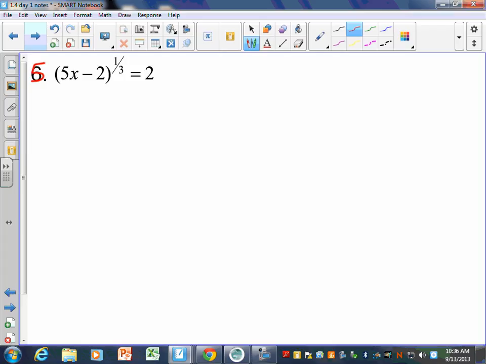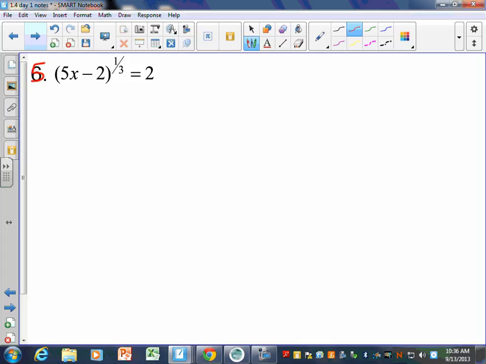I just want to show this because at the end of your homework they write it like this, and we talked about fractional exponents already, but I want to make sure you know how to do these problems. Remember that a fractional exponent is the same as a root, right? So if you wanted to, you could change that to the cube root of 5x minus 2. It's the same thing. Even if you don't change it to the cube root, you still solve it the same way. How do we get rid of the cube root? We take it to the 3rd power, right?